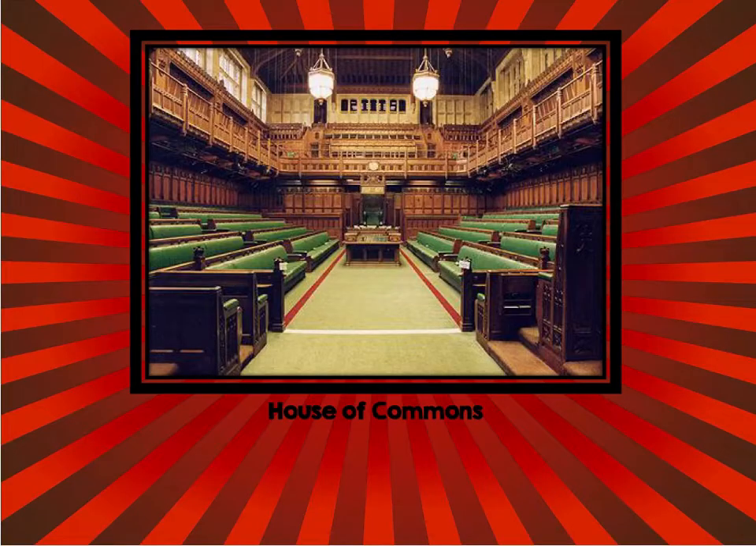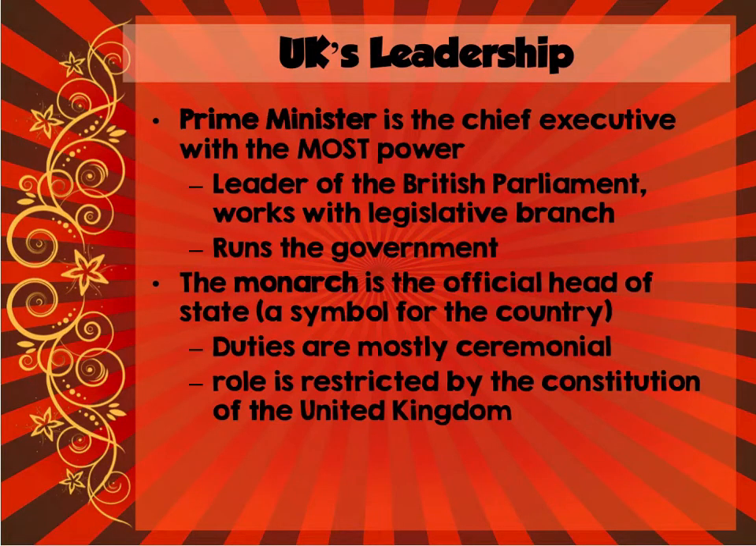Here's a picture of the House of Commons. Let's look at UK's leadership. The Prime Minister is the chief executive with the most power. He's the leader of the British Parliament, works with the legislative branch, runs the government. The monarch is the official head of state, a symbol for the country. Duties are mostly ceremonial, and the monarch's role is restricted by the Constitution of the United Kingdom.